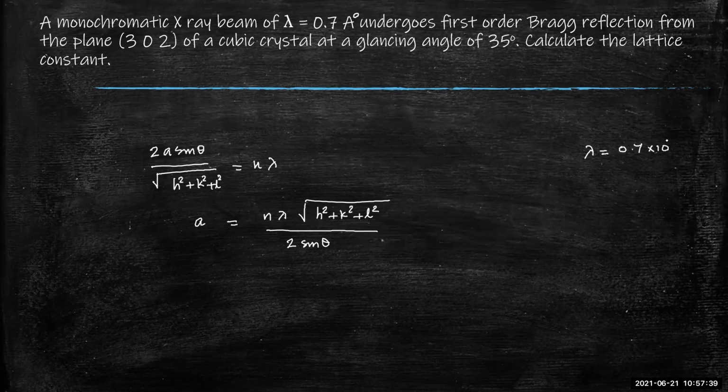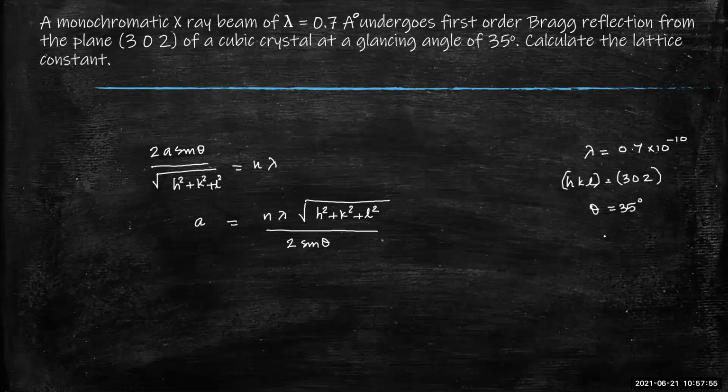Lambda is 0.7 into 10 raised to minus 10, the HKL values are 302, and theta is equal to 35 degrees. The lattice constant is to be evaluated. If the question were only to find d, the expression we use is 2d sine theta is equal to n lambda.